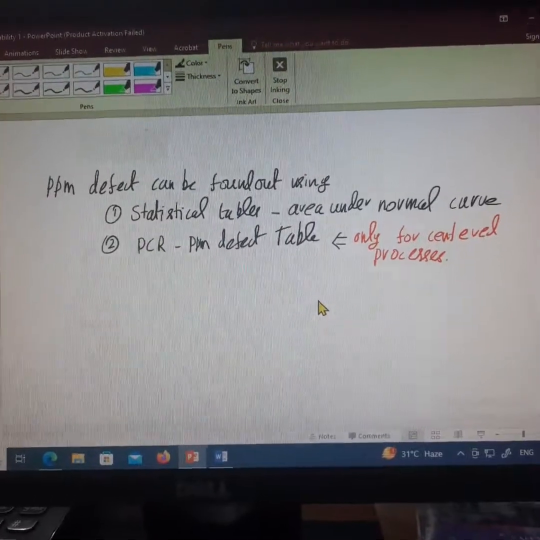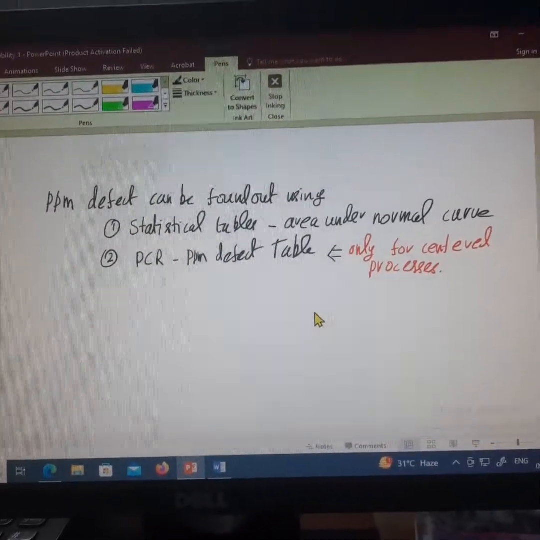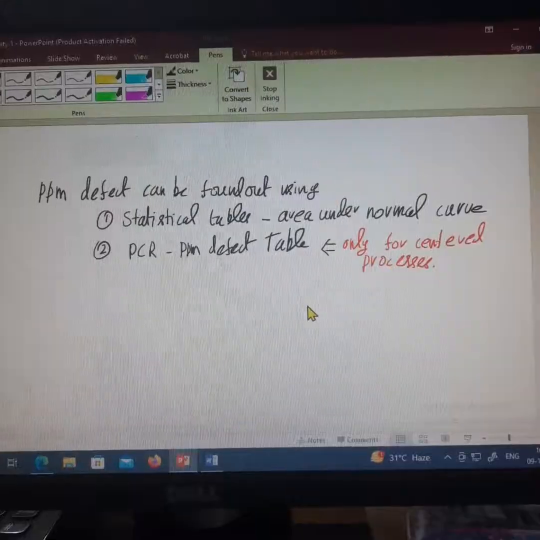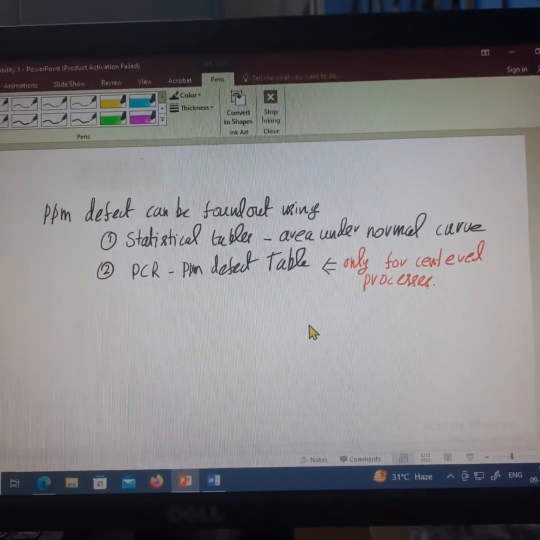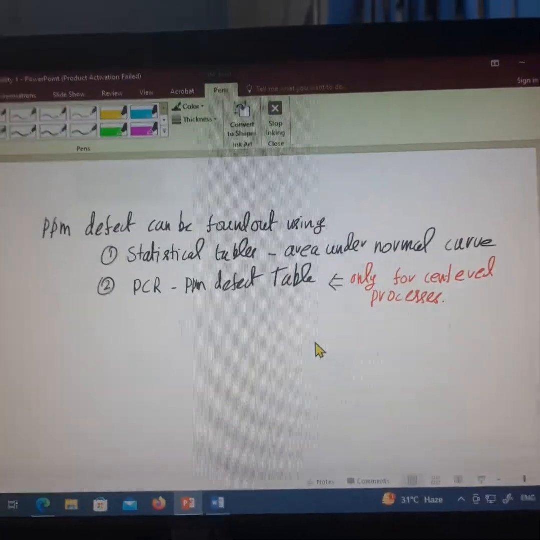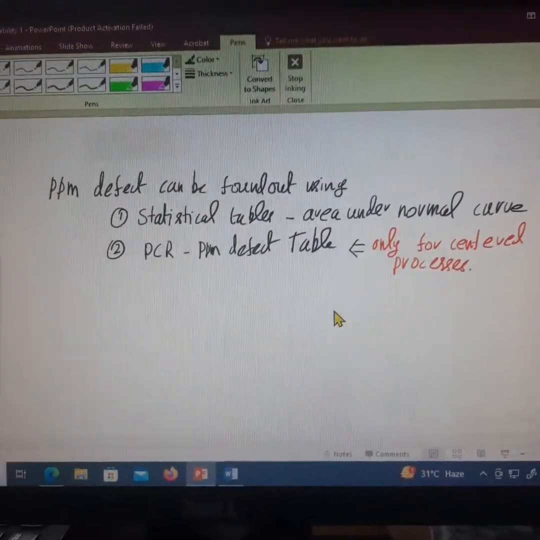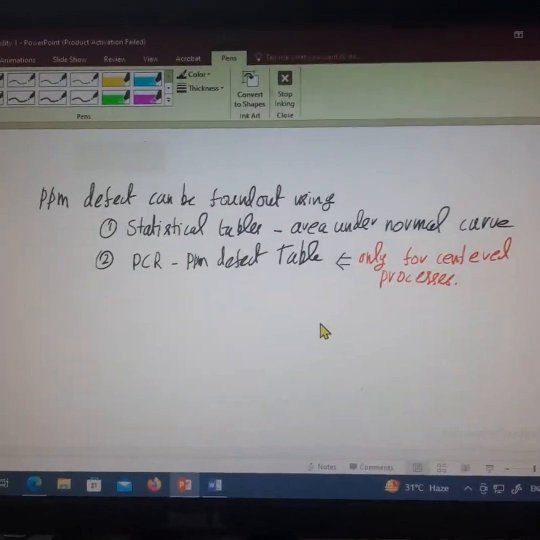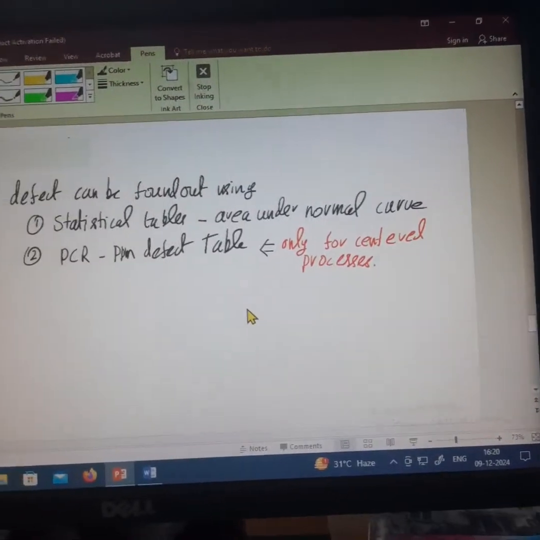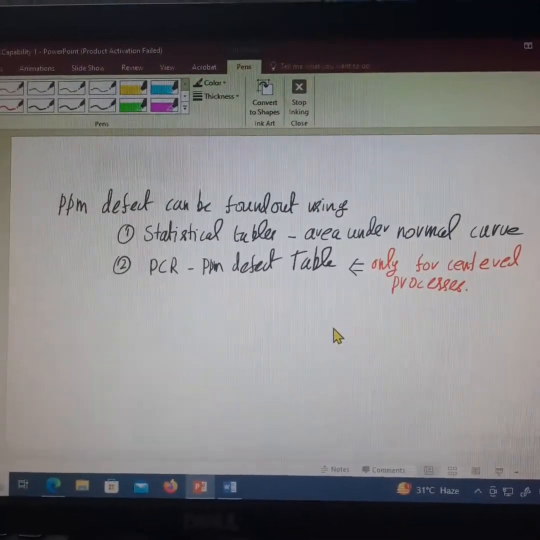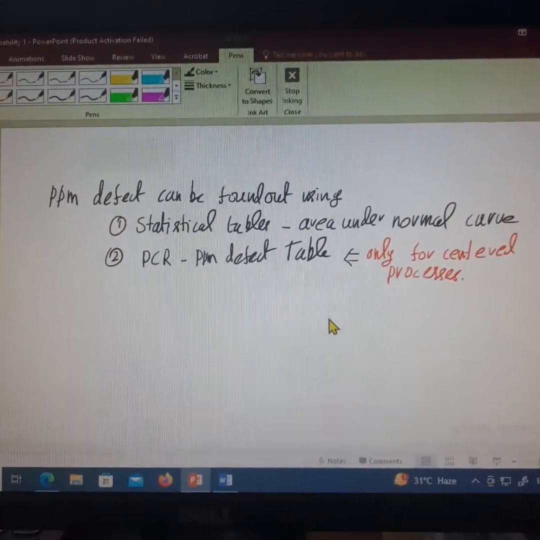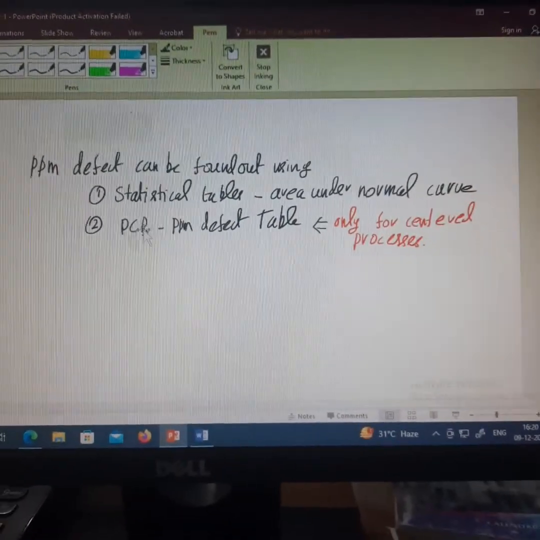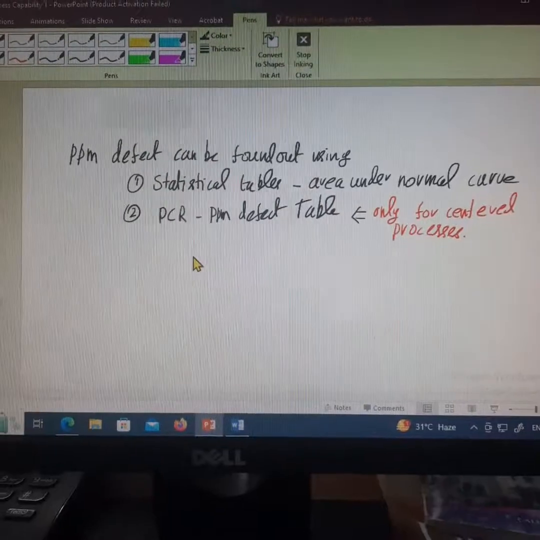The ppm defect can be found using the statistical tables. We have to find the area under the normal curve and then find the ppm defect. The second way is using a table that connects process capability ratio and the ppm defect. But the second option is only applicable for centered processes. So let us see how to use the second method for our example. Before we use the table that relates PCR and ppm defect, we have to find out the PCR for our problem.